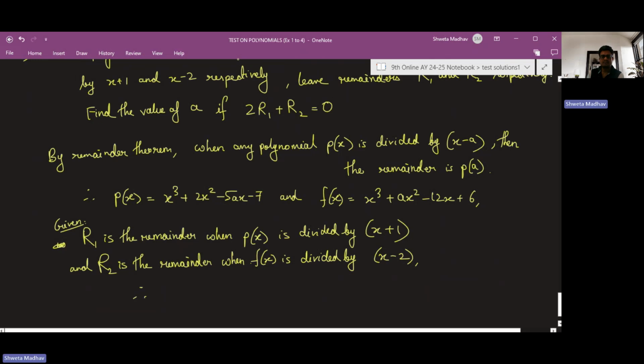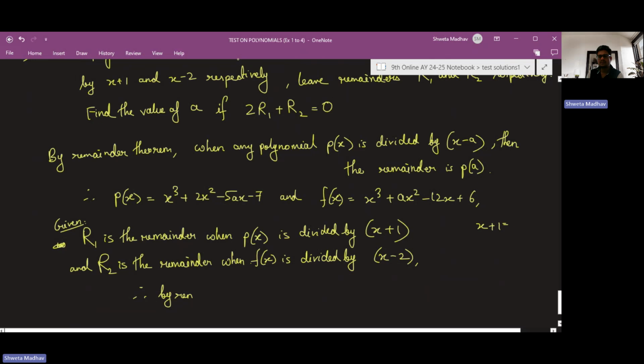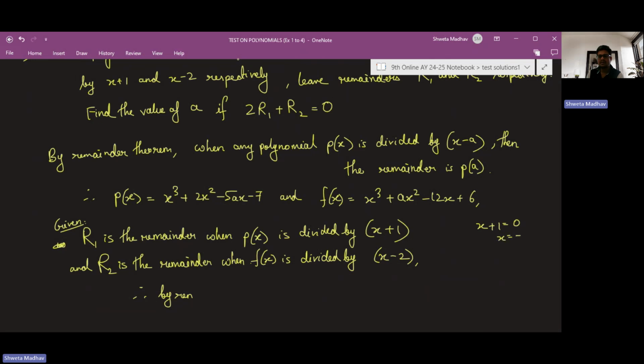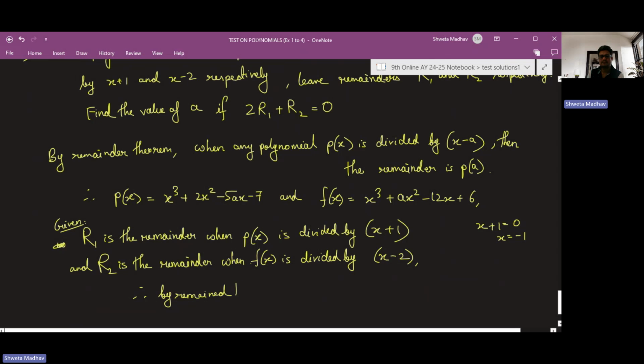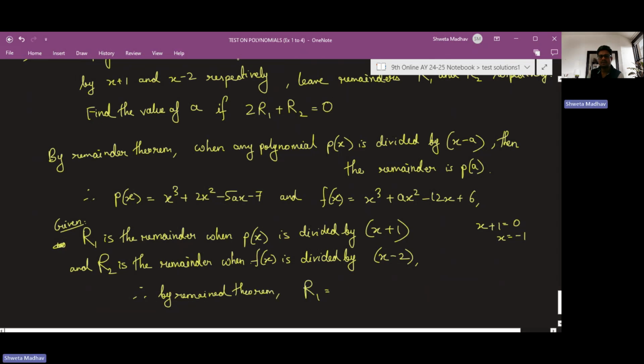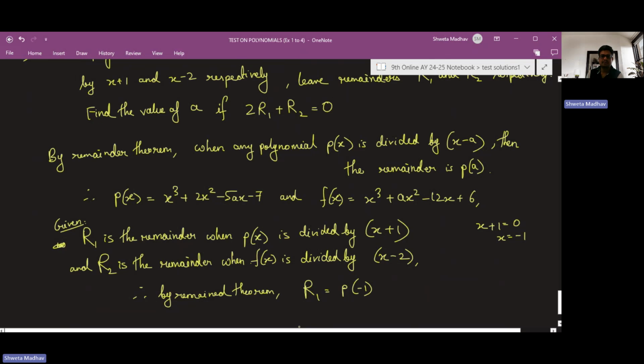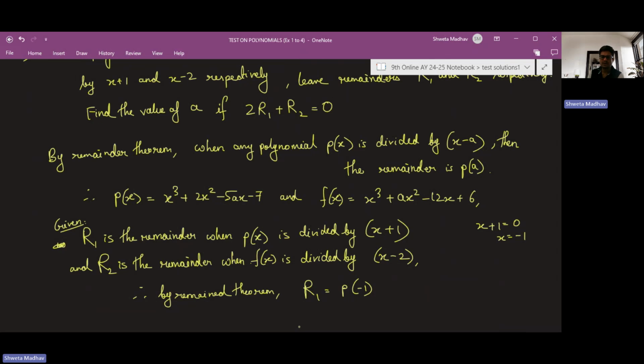So therefore, by remainder theorem, we can say, if I equate x plus 1 with 0, then I will get x as minus 1. So by remainder theorem, we can say that R1 is P of minus 1. Since why? When P of x is divided by x plus 1, the remainder is P of minus 1. So R1 is P of minus 1.